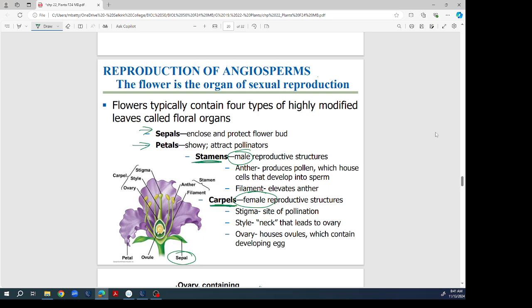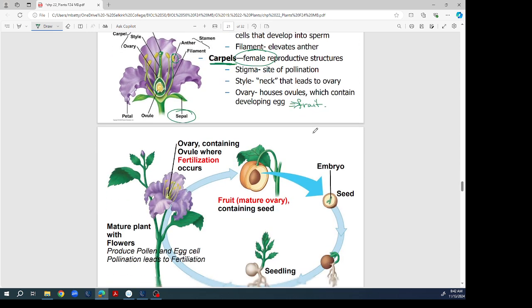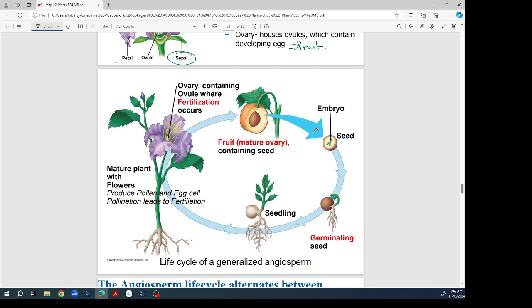So the male would be the stamen with the anther and the filament holding the anthers up. And then the female is the stigma, the style, and then down into the ovary. And so the ovary is important because the ovary is going to hold the developing egg and then also ripen to become the fruit. So as we talk about flowers and fruits, as we wind up our discussion of plants, these are important to think of.